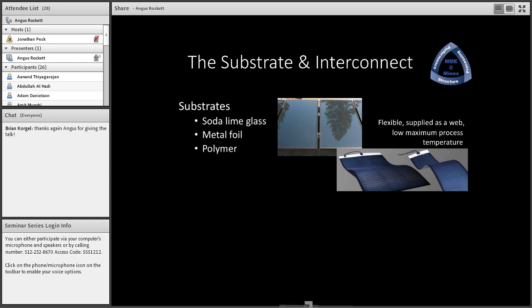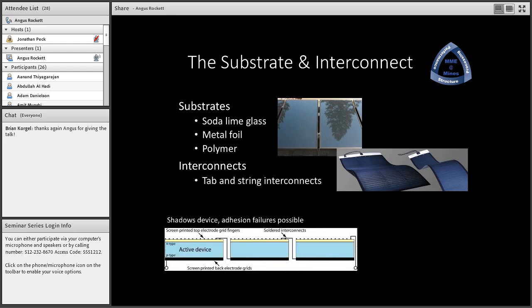You can also do polymers. They look very similar to the metal foil devices, and the main limitation with the polymer substrates is that they have a low maximum process temperature. And probably the more exciting result in that respect came out of Tiwari's group at EPFL, where they showed that they could do good high-quality CIGS devices at temperatures that are compatible with polymer substrates using potassium post-deposition treatments on the material.